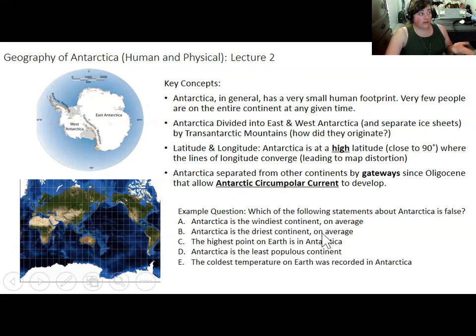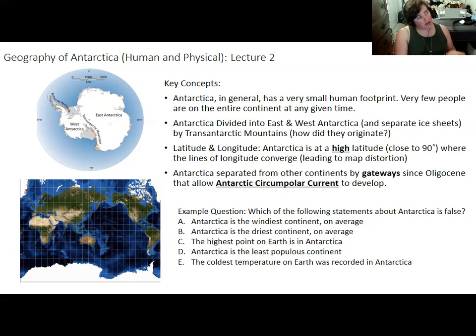These first two are averages that I lingered on a fair bit in lecture two, that Antarctica is windiest on average and driest on average. Windiest and driest in part because of the high pressure zone where you have falling air, and also windiest in part because of the unbroken Southern Ocean, and because you have the katabatic winds flowing in a gradient from the center of Antarctica, which is higher, to the coasts, which are lower.